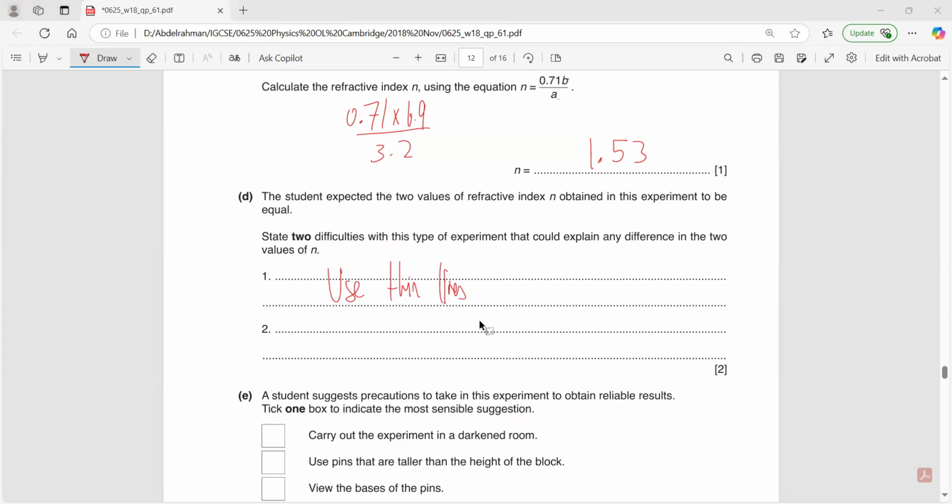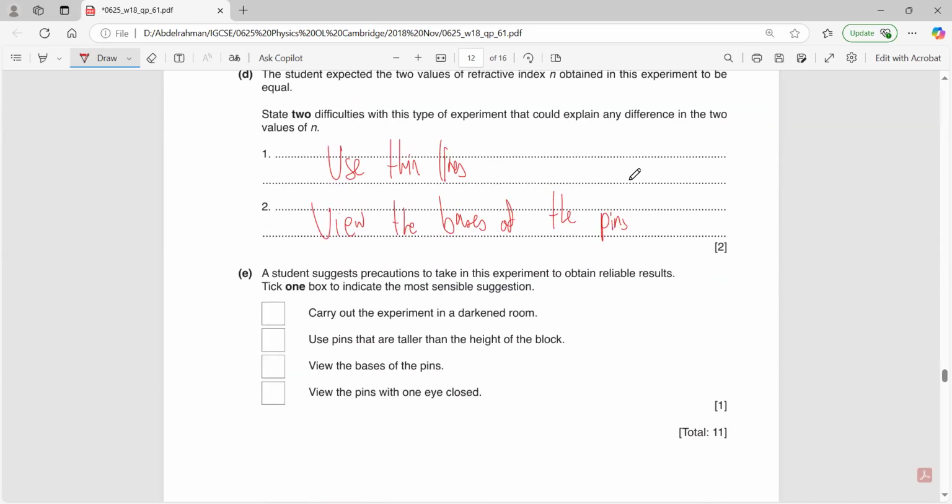Taking the reading perpendicularly, you're saying, is not wrong, okay? But for this experiment we say view the bases of the pins. So we can write down view the bases of the pins. Difficulties are some of the problems that you could face while conducting this experiment. So some of the problems would be that I didn't view the bases correctly, that I didn't use thin lines, or that the pins could be bent. We have some difficulties.